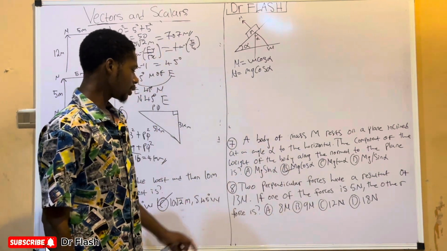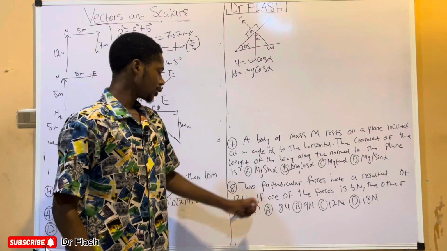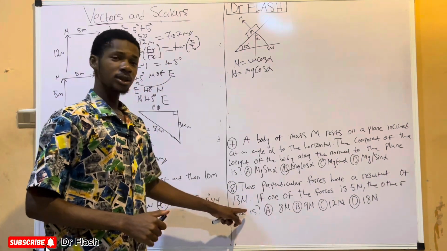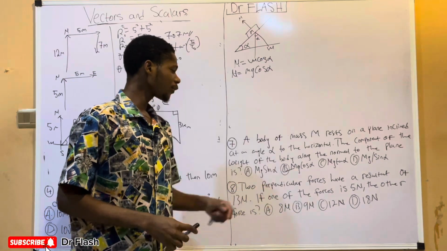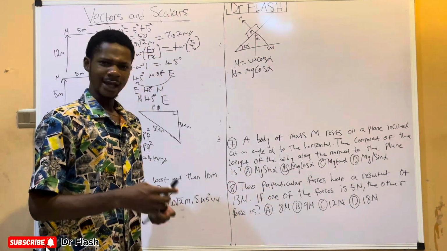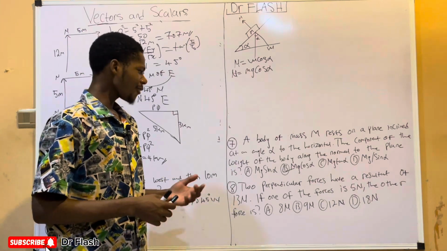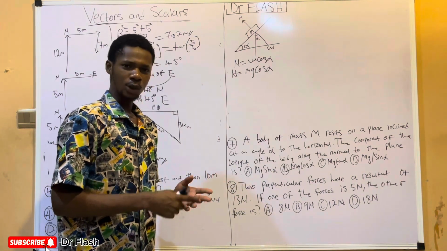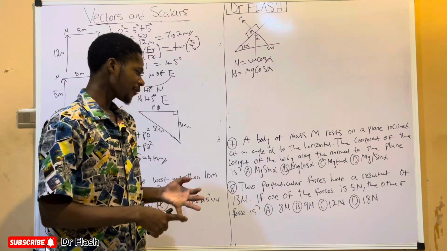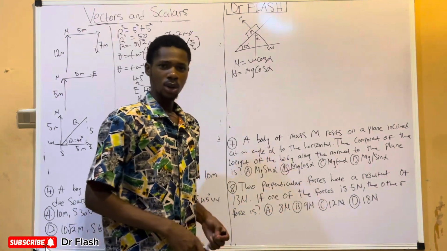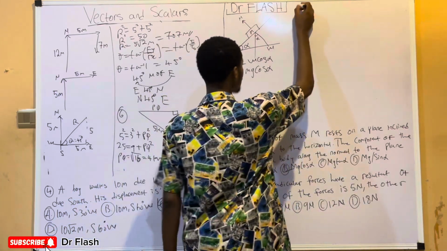Now question 8 here says two perpendicular forces have a resultant of 13 newtons. If one of the forces is 5 newtons, the other should be, I said something before, Pythagoras triple. If we're having one side as 4 and 3, the other one should be 5. If we're having one side as 5 and 13, the other one should be what now? 12. So obviously our answer will be 12. But let's still solve and see what our answer is going to be.